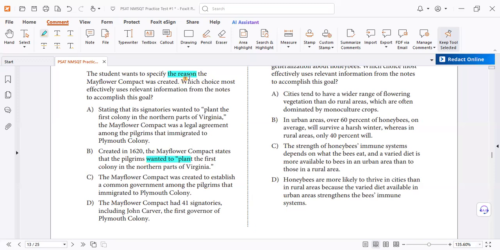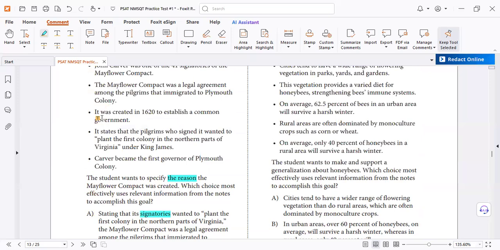Now we know the reason the Mayflower Compact was created, why it was created, to establish. So to plus infinitive expresses purpose. So it was created why? To establish a common government among the signatories. But here these signatories wanted to plant. I'm talking about the question itself. So letter C is the best answer.